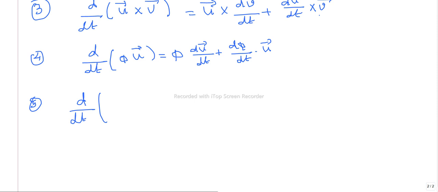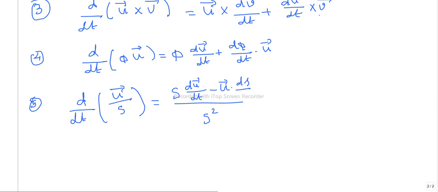Now, what is the derivative of the quotient of two vectors? One is a scalar. If you take u vector by s, where s is some scalar valued function, the derivative is nothing but over s square: you have to fix s and differentiate u with respect to t, minus u vector into the derivative of s with respect to t, where s is a scalar valued function.